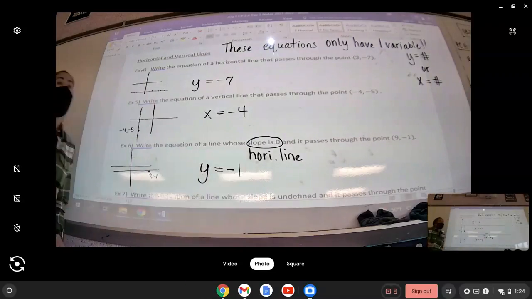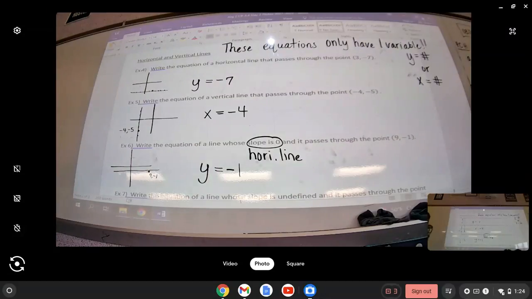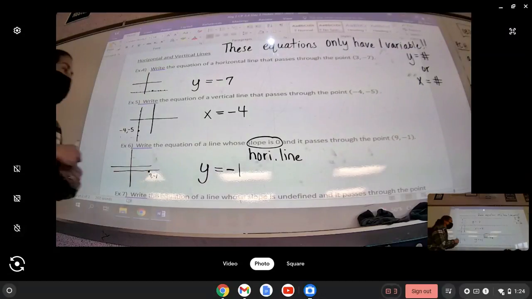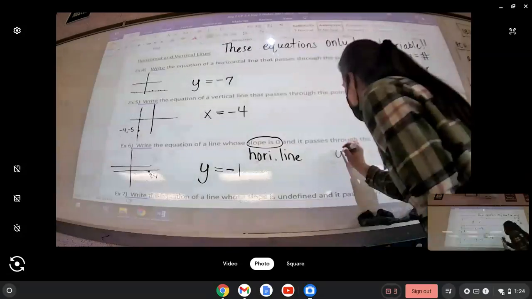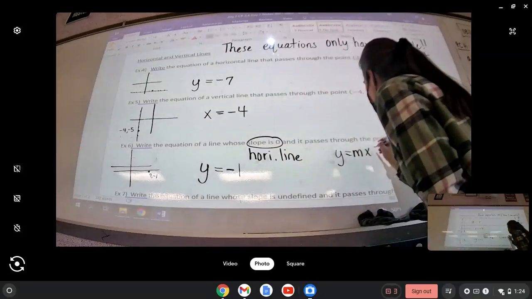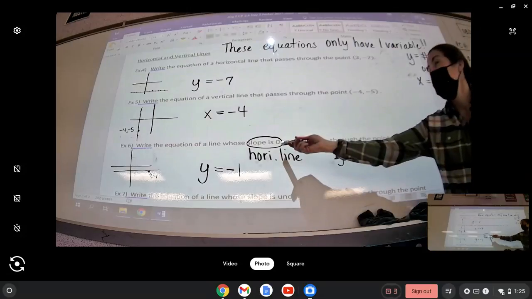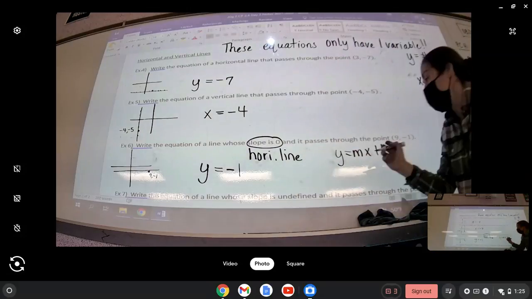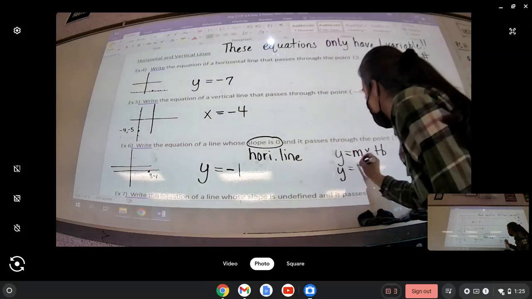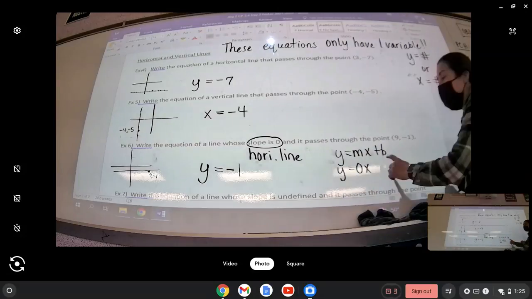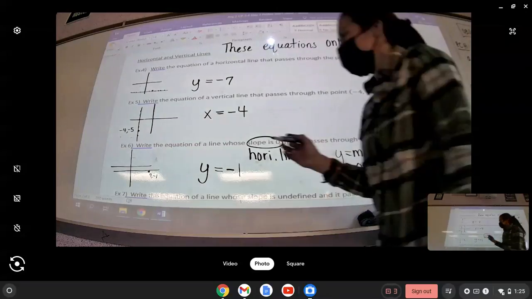-1. Now, you can cheat this. Horizontal lines, you can treat it like a y equals mx plus b. Because watch this. They told you the m was who? 0. That's a pluggable number. We can plug 0 in. Y equals 0 times x. And then the b. Guys, the y-intercept.